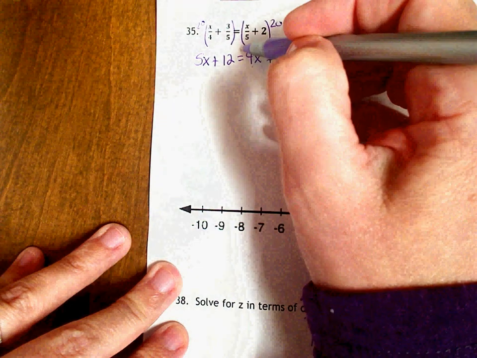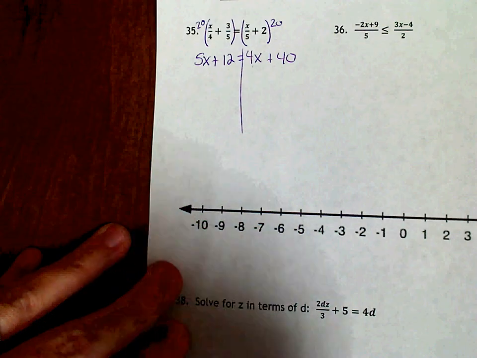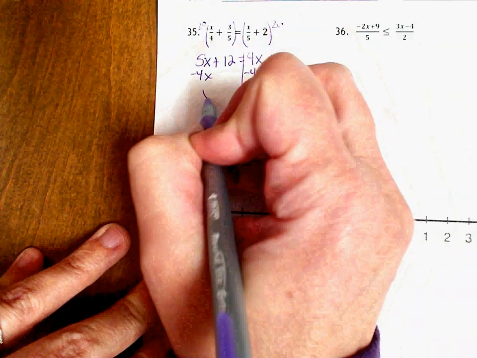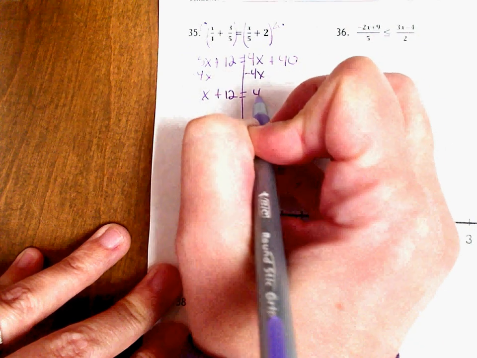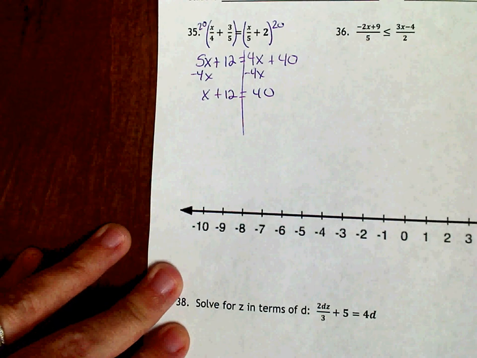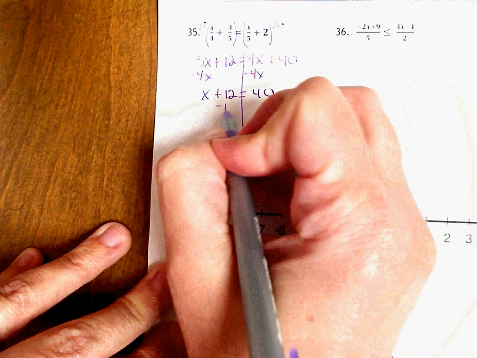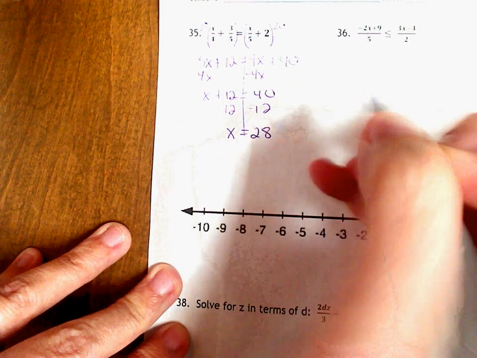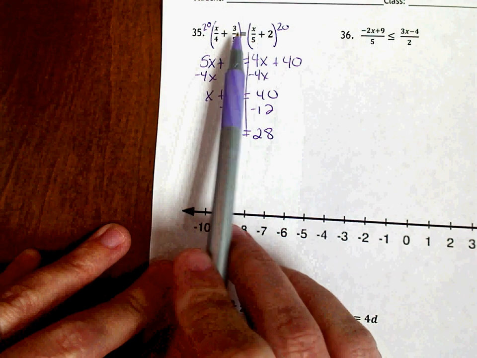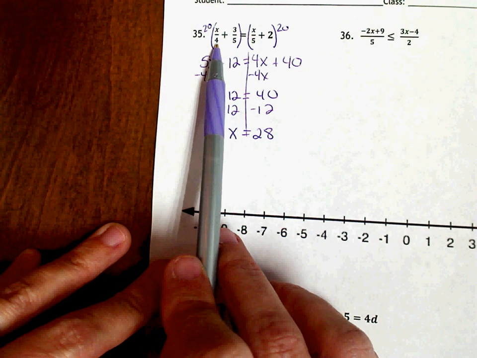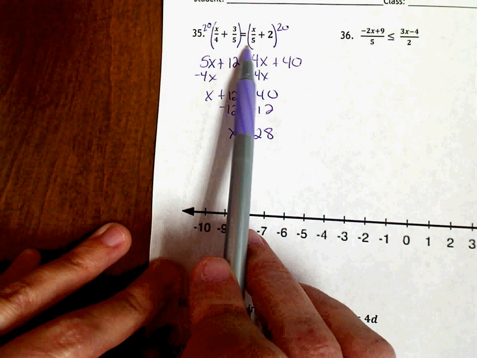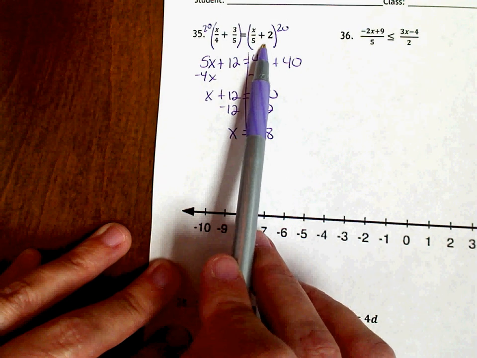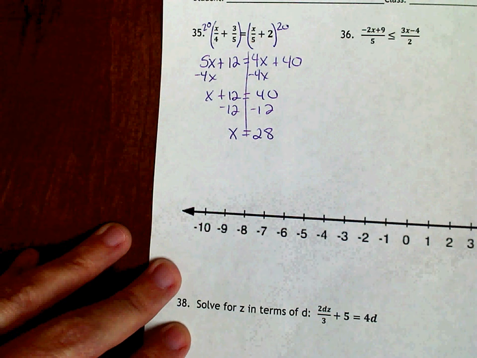All right, so now we're just going to get the x's on the same side. So I'm going to subtract 4x from both sides. So I have x plus 12 equals 40. And then subtract 12 from both sides. So x equals 28. And again, you can plug the x over 4 plus 3/5 into y1, and then the x over 5 plus 2 into y2, and see where they cross.